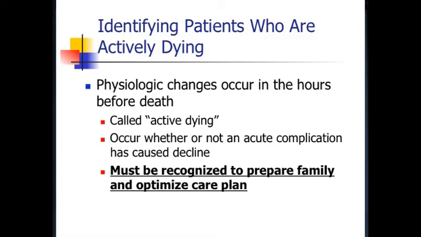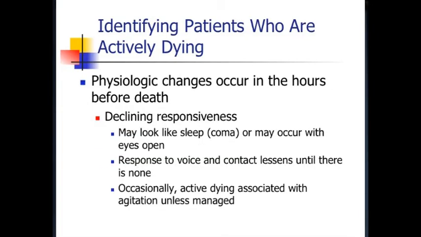So what are the physiological changes associated with the hours before death, the hours or the day or two, this period of active dying? This can occur whether or not the decline is in the context of an acute deterioration, or if it's occurring slowly as part of a disease that's gradually progressing. And it has to be recognized to prepare the family and optimize the care plan. So what are the physiological changes that occur in these hours before death?